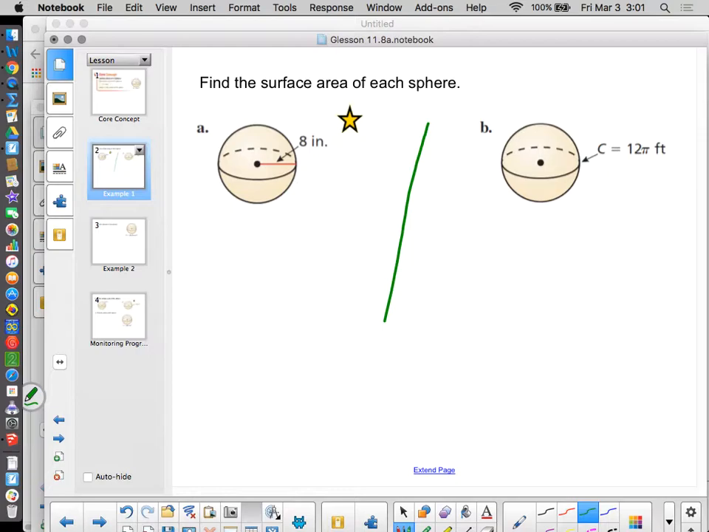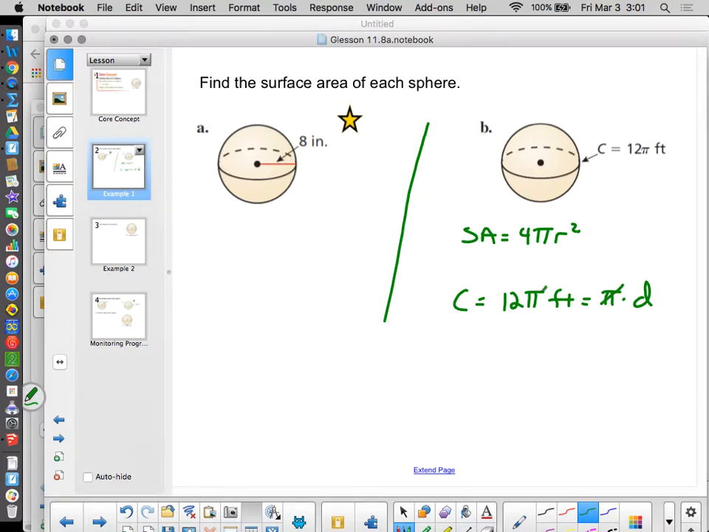Okay, here's a little twist on the formula for the next problem. I give you the circumference, and you find the surface area. Oh, now it's a little trickier, isn't it? Because I don't know the radius. I'm going to have to figure out the radius to use a formula. Because I know surface area is 4 pi r squared, but I don't know what r is. But I do know the circumference is 12 pi feet, which is pi times, you guessed it, diameter.